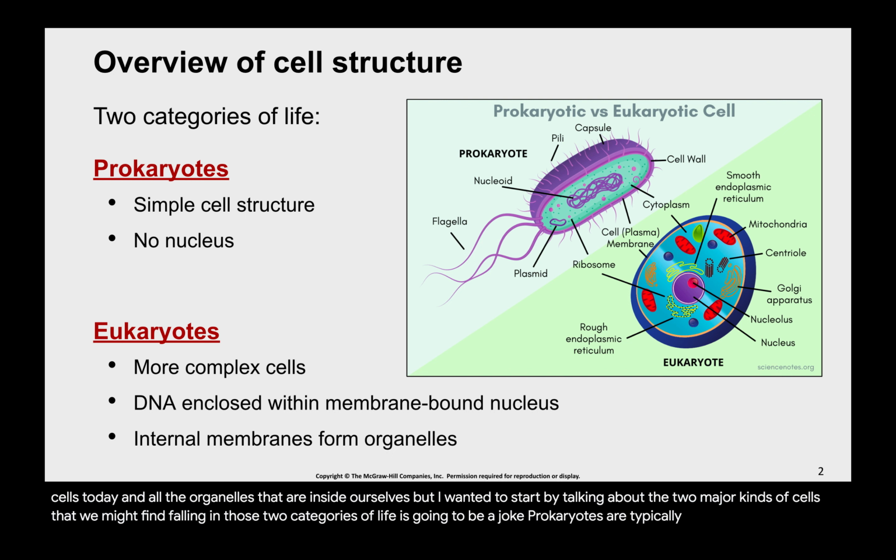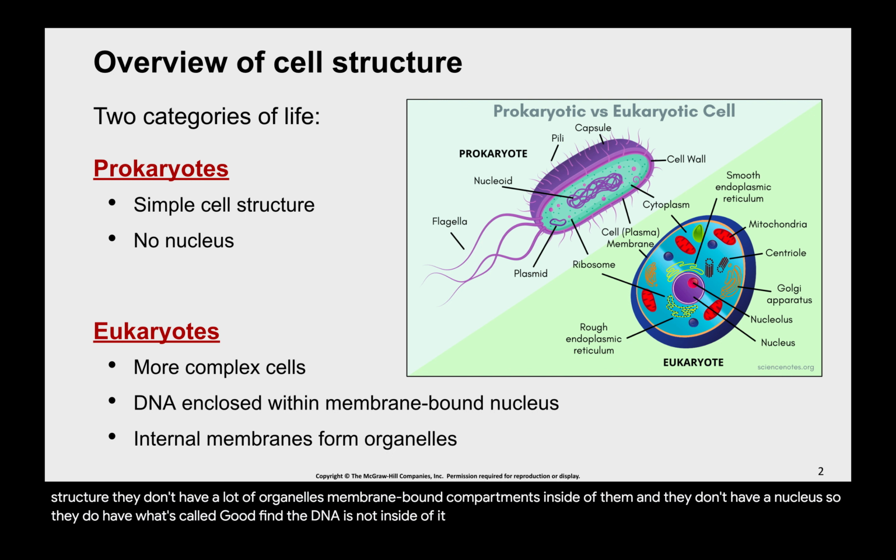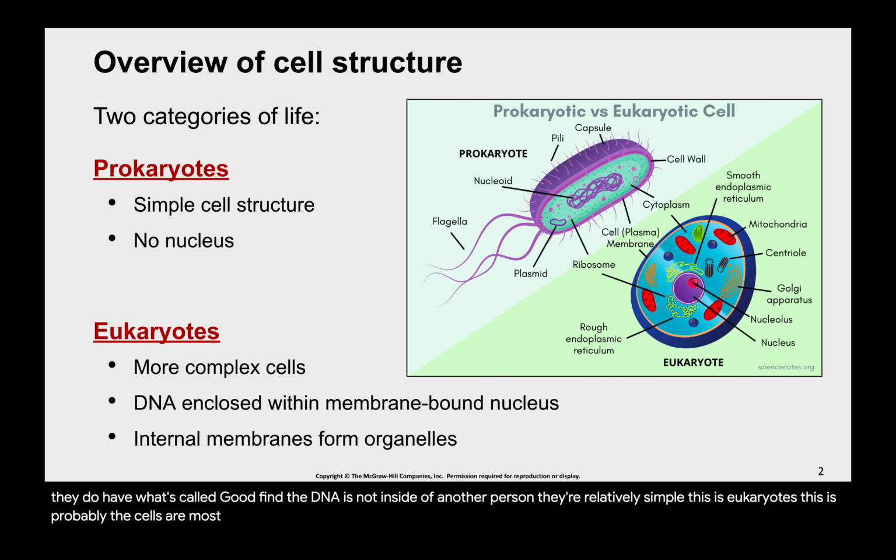Prokaryotes typically have really simple cell structure, right? They don't have a lot of organelles or membrane-bound compartments inside of them, and they don't have a nucleus. Though they do have what's called the nucleoid, it's just a region where you would find the DNA, but the DNA is not inside of another compartment, right?